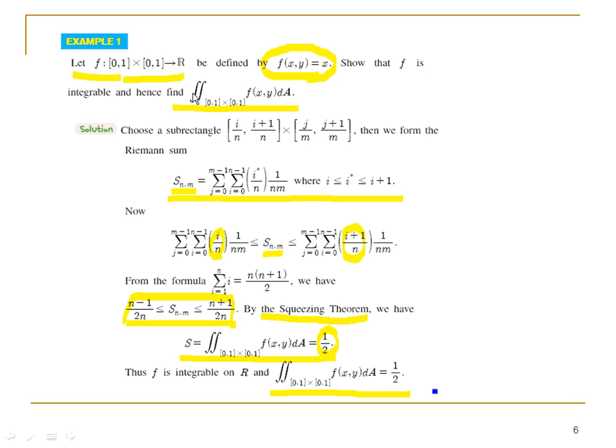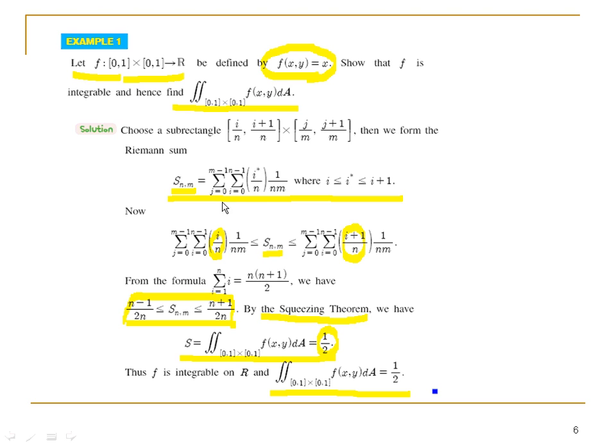Now let's see example 1. Let f be a function defined here by f of x, y equals x. Show f is integrable, and hence find this double integral. In this case, think about the Riemann sum with each interval like this. We have 1 over n times 1 over m here, and at the point i star over n plug in here, and add all the way along the x-axis and y-axis.